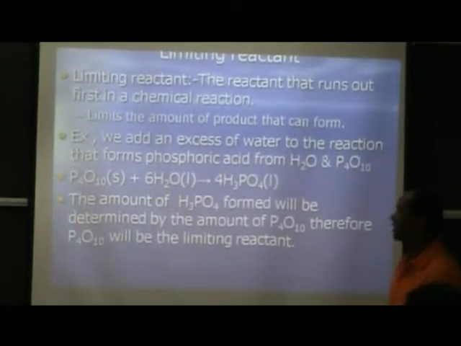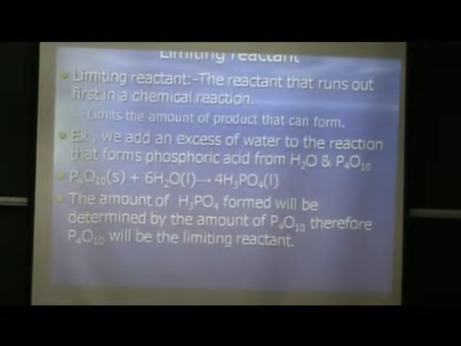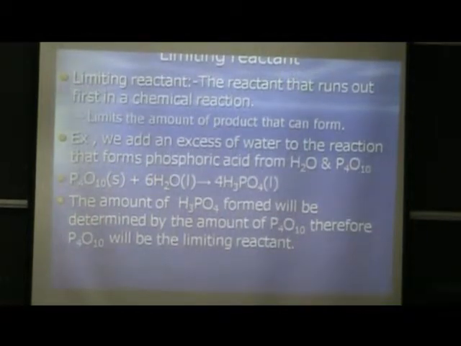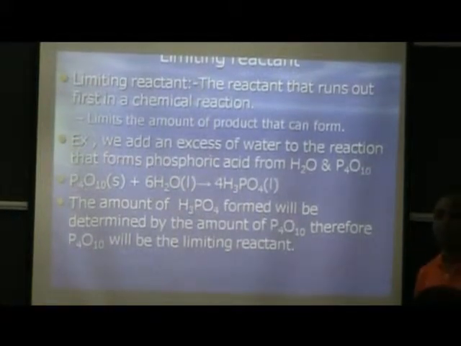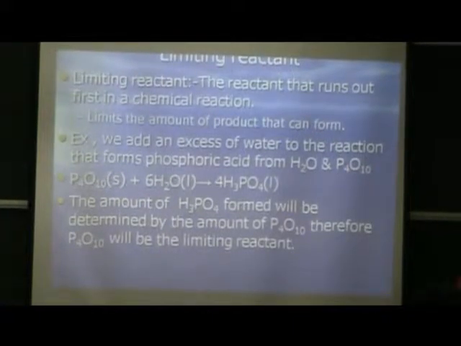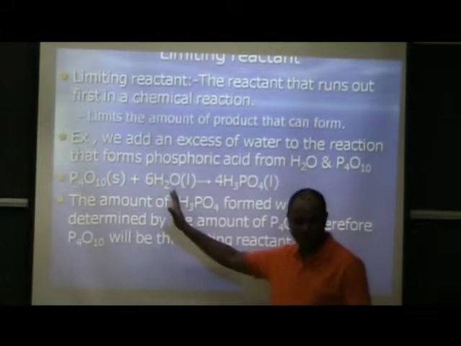So the limiting reactant is the one that determines the amount of product, the one that runs out first. How can you tell between P4O10 and the 6H2O which one is the limiting reactant? That requires calculation. Can you just tell by just looking? No, there's no way that you can tell. But at least you can guess.